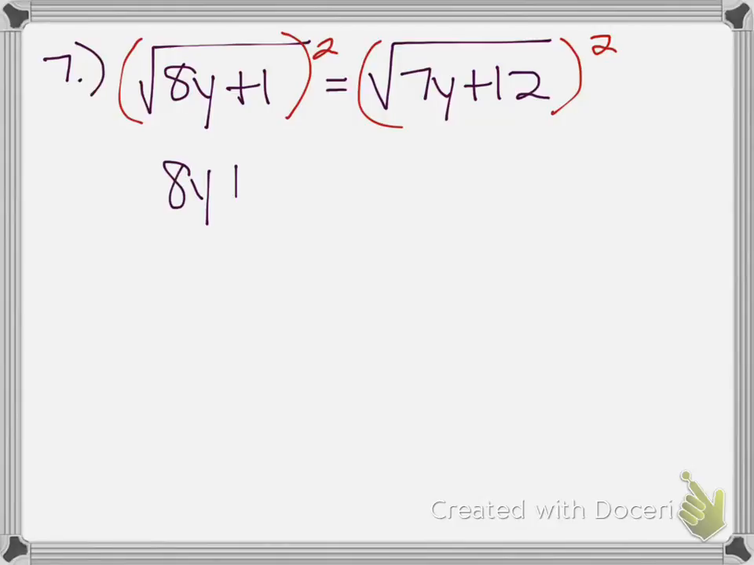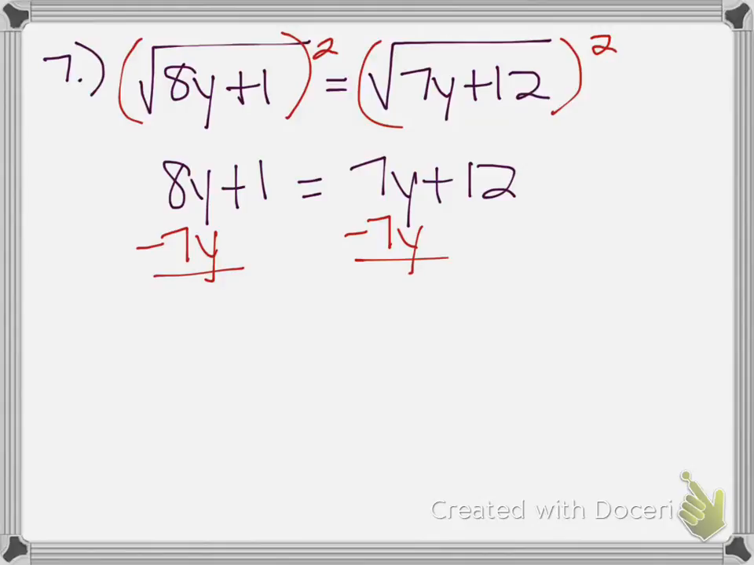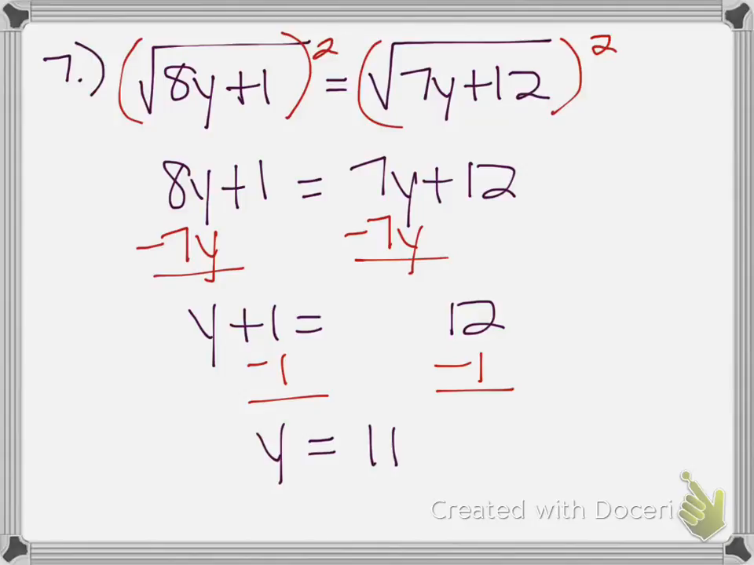I'm left with 8y plus 1 equals 7y plus 12, because the square and the square root cancel each other out. So really I'm just left with a multi-step equation that we've been solving forever in here. So square both sides, the radicals go away, and now I can just start moving terms around. I'm just going to subtract 7y from both sides. That's going to give me y plus 1 equals 12. Subtract 1. And that leaves me y equals 11.